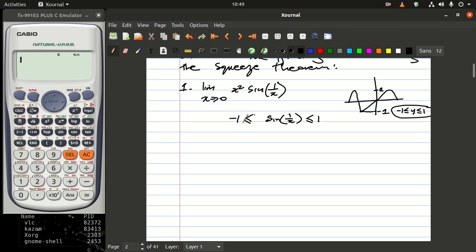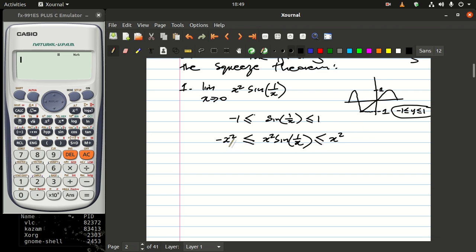So if I multiply this whole thing by x squared, I will end up having minus x squared times this, and then this one here, because I have to do everything throughout, I will end up having x squared times sine of 1 over x, and then I will have x squared here. Now, x squared, which I multiplied by, is always going to be positive, so the inequality is not going to be reversed. The inequality is still going to be the same because x squared is positive.